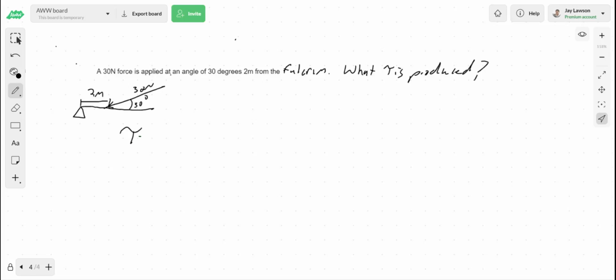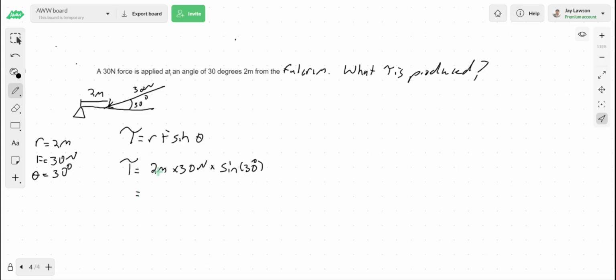Well, remember our equation. Torque is equal to R F sine theta. R is 2 meters. F is 30 newtons. And theta is 30 degrees. So let's plug in what we know. It's a plug and chug type problem. We just got to make sure that we can identify theta. 2 times F, 30 newtons, times the sine of 30 degrees.